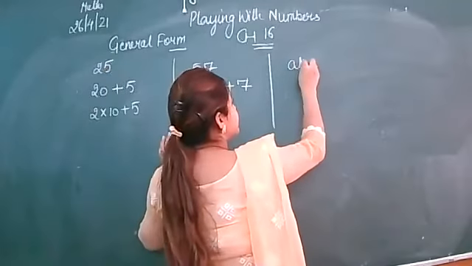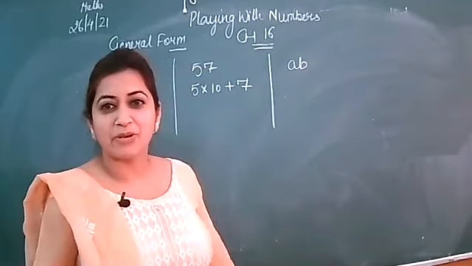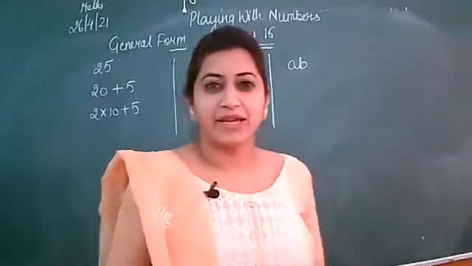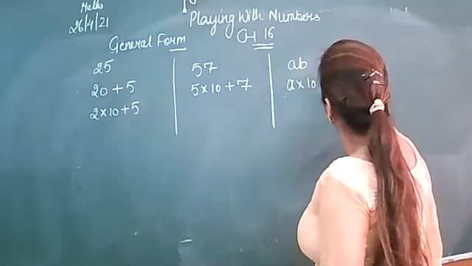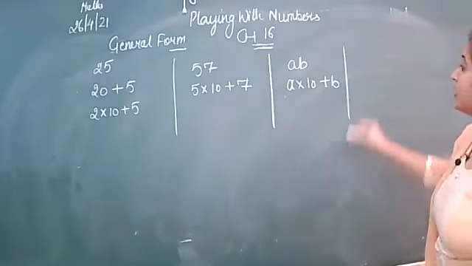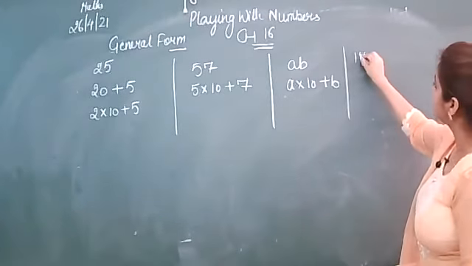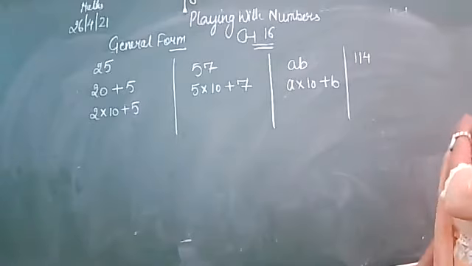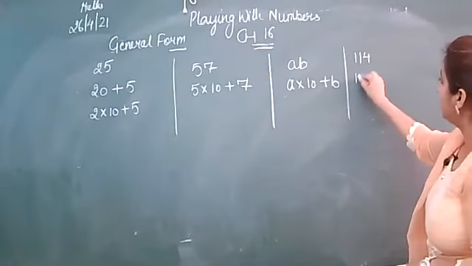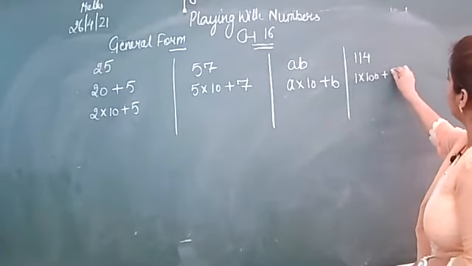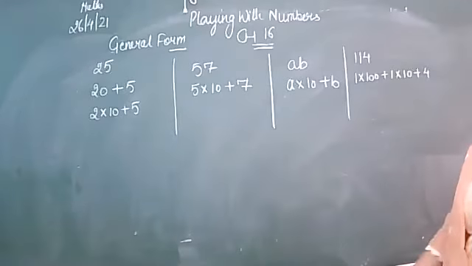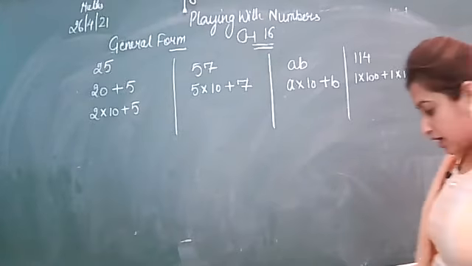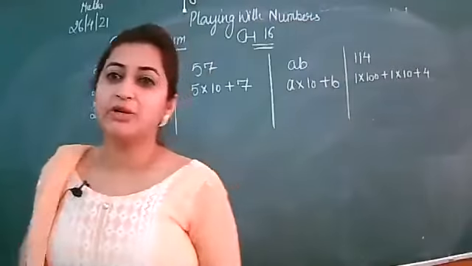If I write AB, then what is the general form of AB? A into 10 plus B. If I write 114, then the general form of this number is 1 into 100 plus 1 into 10 plus 4. This is called the general form of the number. Hope it is clear and no doubt.